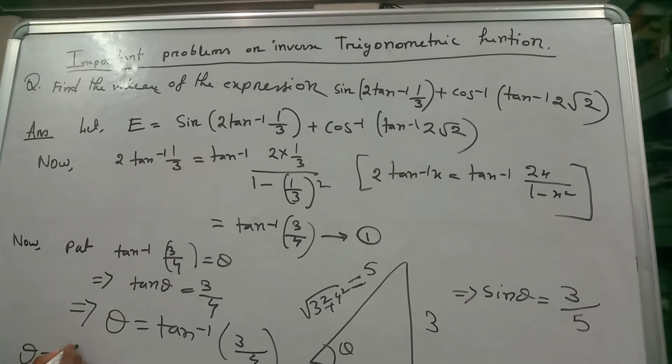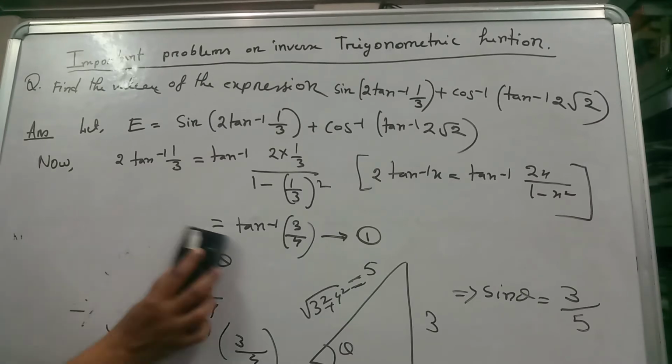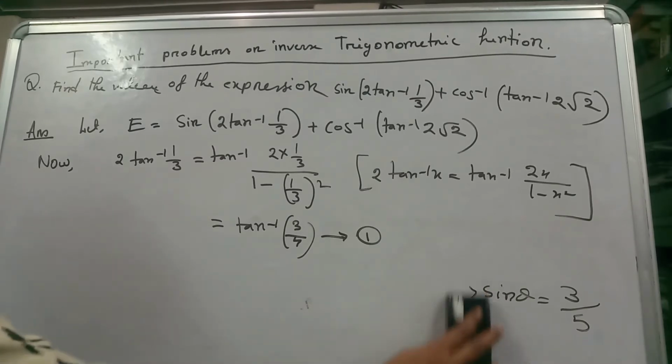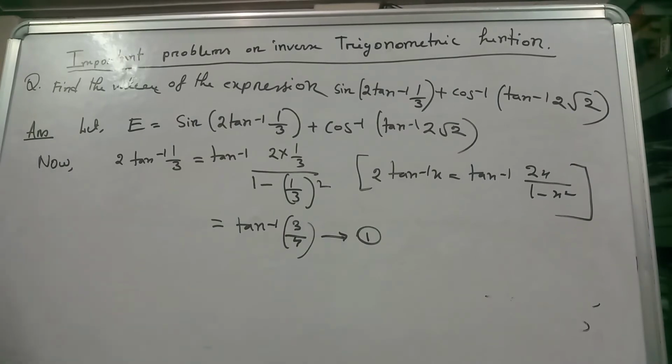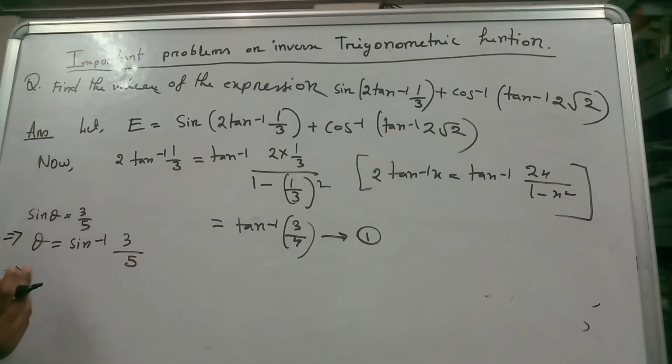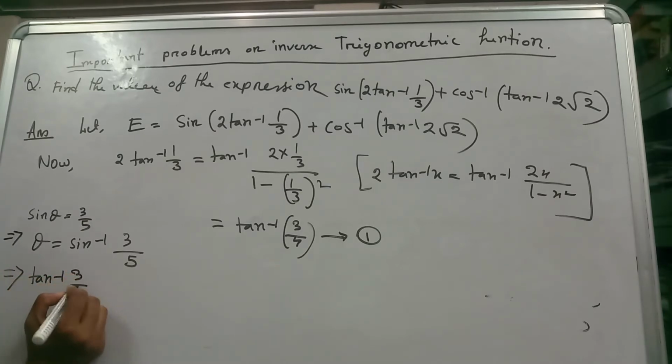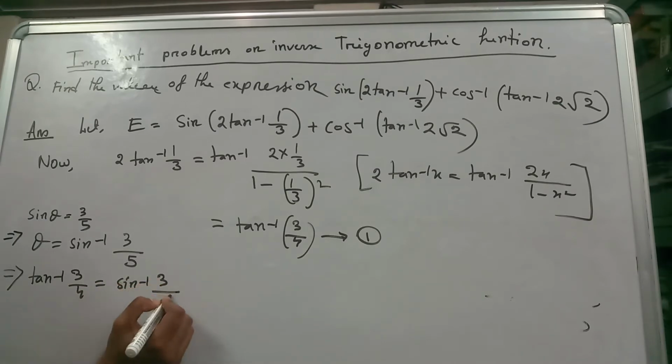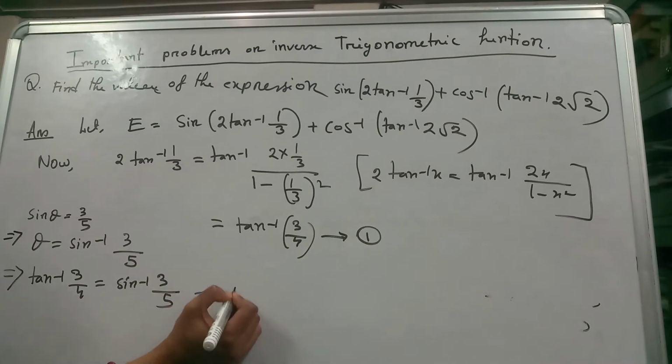Now sin theta equal to 3 by 5, we got it, therefore theta equal to sin inverse 3 by 5. Before this, we have already found that theta equal to tan inverse 3 by 4. Therefore we can write tan inverse 3 by 4 equal to sin inverse 3 by 5. This is our equation number 2.